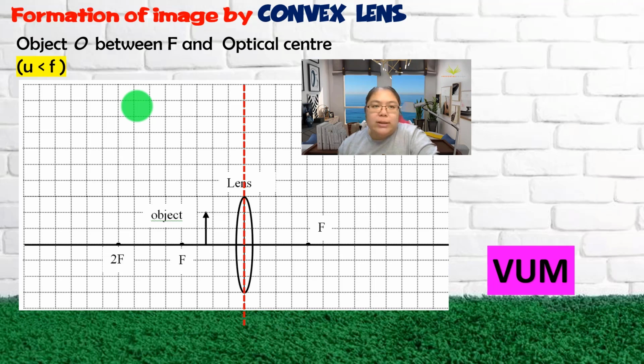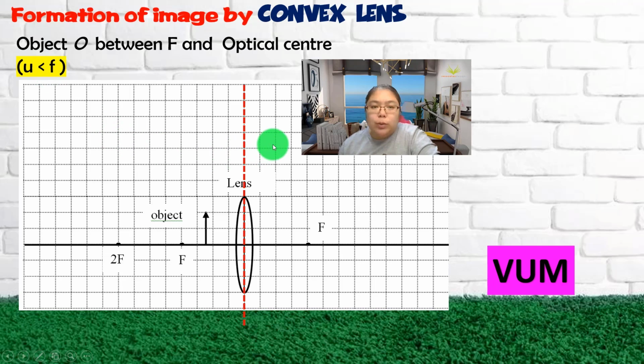Okay, so the first one is the formation of the image by the convex lens. We are going to introduce the convex lens first. From here they show the object. There's an O between the F and also the optical center. So this one is the optical center, and the F is here. This F stands for focal point. Now your object is between these 2 points, so we can say the object distance now is less than F.